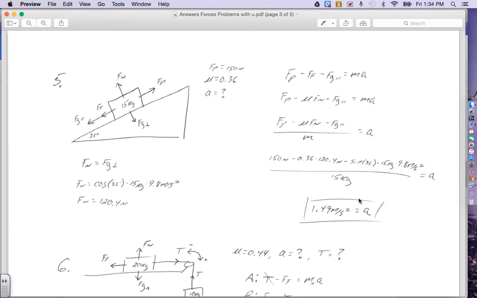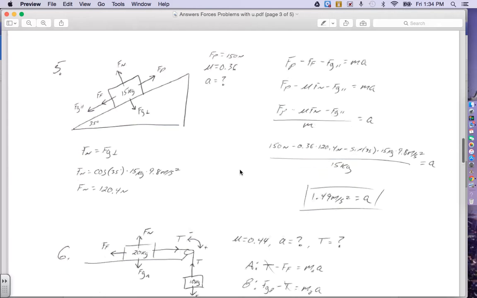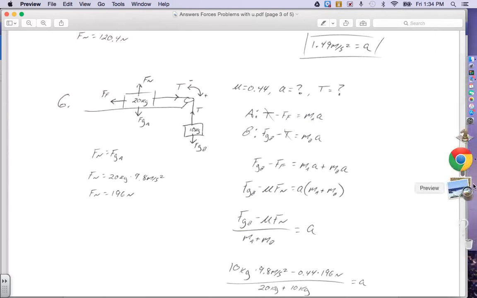Plug that into my calculator, and I get 1.49 meters per second squared for the acceleration of the block going up the hill. Now let's take a look at number 6.